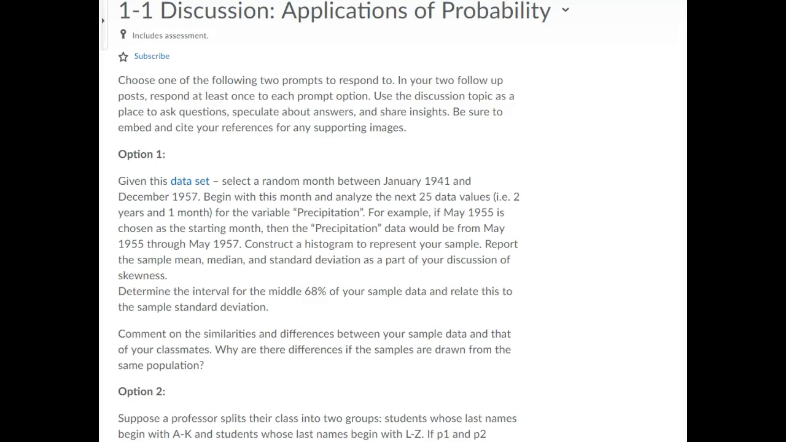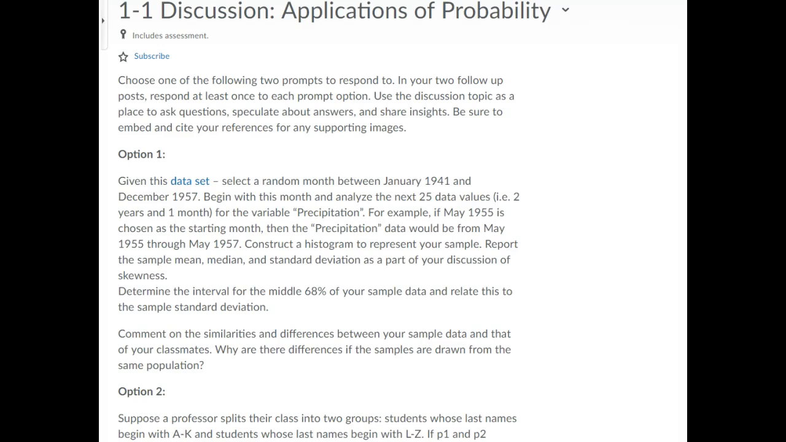In the week 1 discussion, there are 2 options. For option 1, you're going to select a data set of 25 months, so just over a 2-year period, and just look at the one variable, precipitation. You'll be creating a histogram, calculating some data values based off of the sample you select. And then to finish up, comment on the similarities and differences between your sample data and that of your classmates.